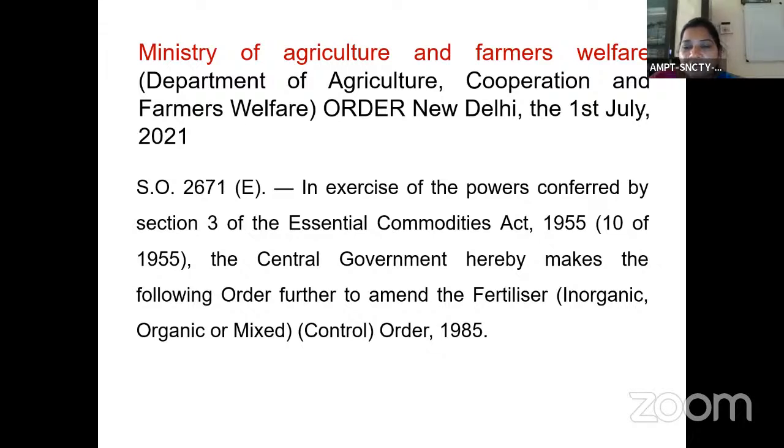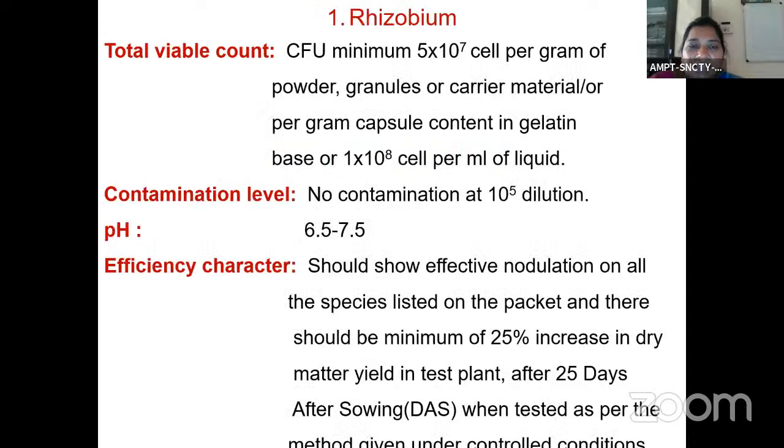In exercise of the powers conferred by Section 3 of the Essential Commodities Act, 1955 (10 of 1955), the central government hereby makes the following order to amend the Fertilizer (Inorganic, Organic or Mixed) (Control) Order, 1985. Now they have reinforced following the 2021 guidelines. These are the standards by the 2021 guidelines.